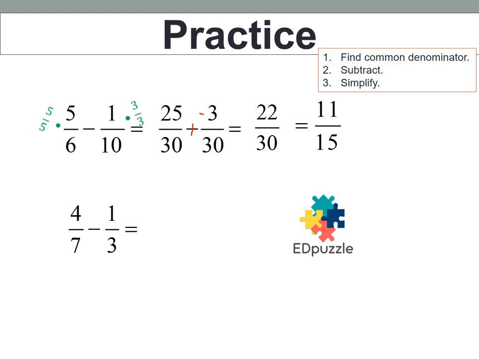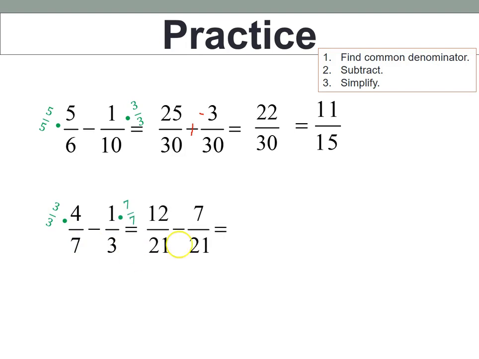All right, let's see how you did. We need to find a common denominator. For 7 and 3, we could think about our least common multiple, and that would be 21. So I'm going to multiply the left side here by 3 over 3, and the right side, you should have multiplied by 7 over 7. And I find my equivalent fractions. So 3 times 4 is 12, 3 times 7 is 21. That gives 12 over 21 minus 7 times 1 is 7, and 7 times 3 is 21.